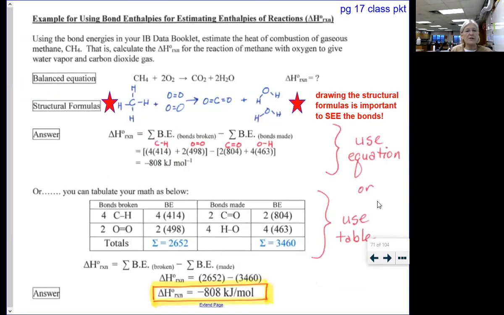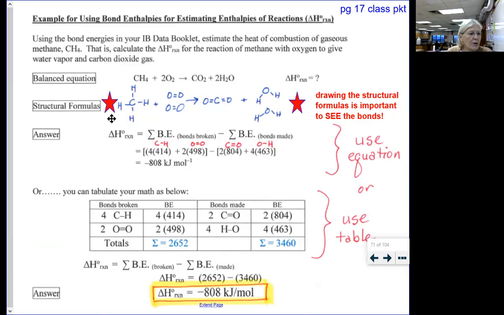Now, this sample is on page 17 of your class packet, and I want to go through it with you. You have a balanced chemical equation. Remember, the goal of this whole chapter is to find the heat of the reaction. What is the specific amount of energy that goes with this combustion reaction of methane? We can do it with calorimetry. We can do it with heats of formation. And now we're going to do it with bond enthalpies.